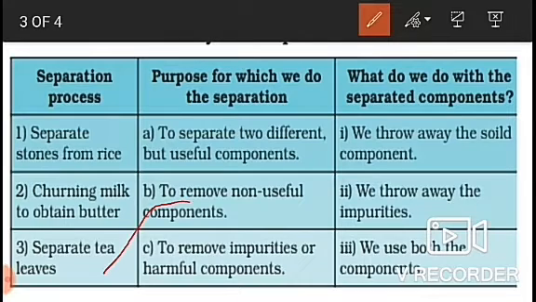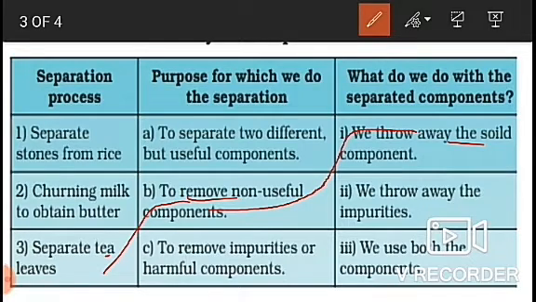Now similarly, the third process, that is separating tea leaves, will by default be matched with B, and then after this, the non-useful component is removed and thrown away. So this is 3B and then 1.